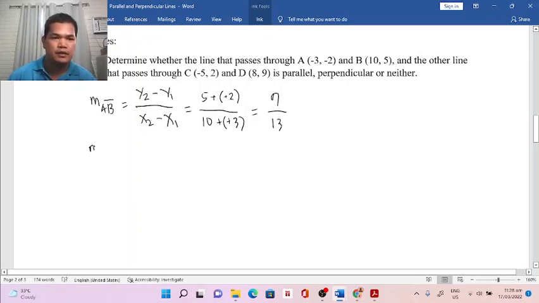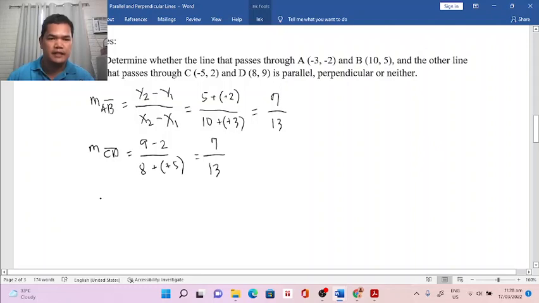Now let us have the slope of CD. For CD, we have 9 minus 2 over 8 minus negative 5. Change the sign. We will have 7, and 8 plus 5 is 13. We could say that the slope of AB is equal to the slope of CD. Therefore, AB and CD are parallel.